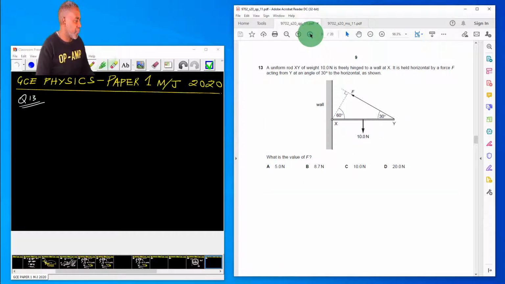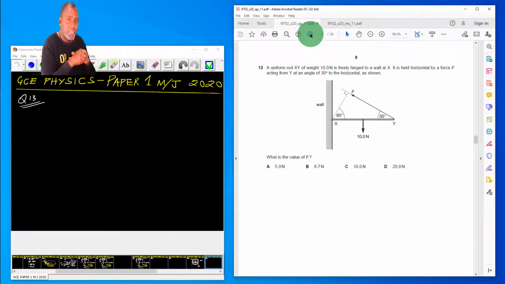Okay, number 13, we are given a uniform rod XY of weight 10 newtons. The rod is uniform. There is a reason that word is given. When you're given a uniform rod, its center of gravity is at its geometrical center. What that means, if the rod is 2 meters, then the center of gravity is 1 meter from either end. That only applies if the system is uniform. Okay. It has a weight of 10 newtons.